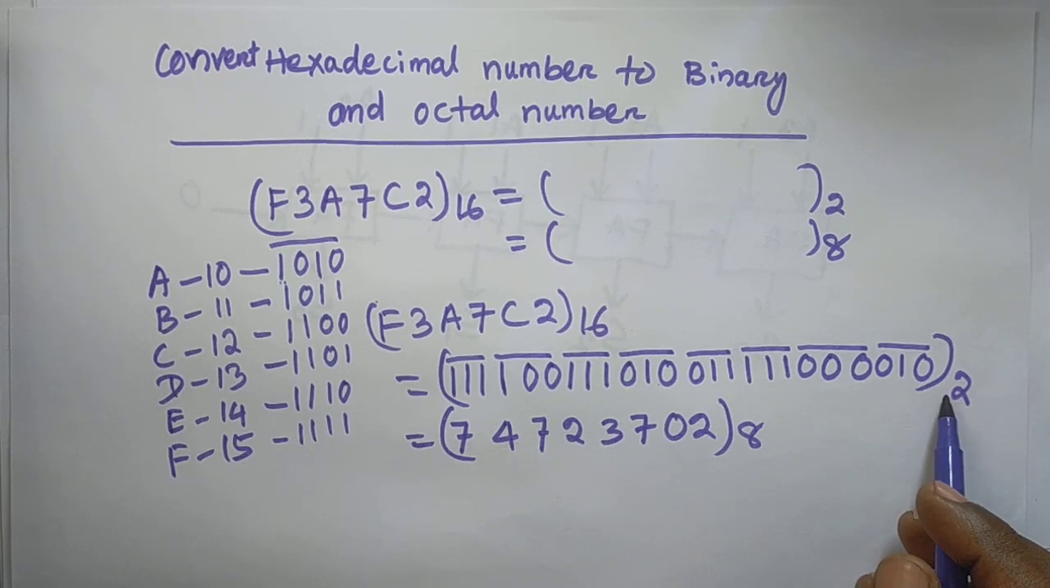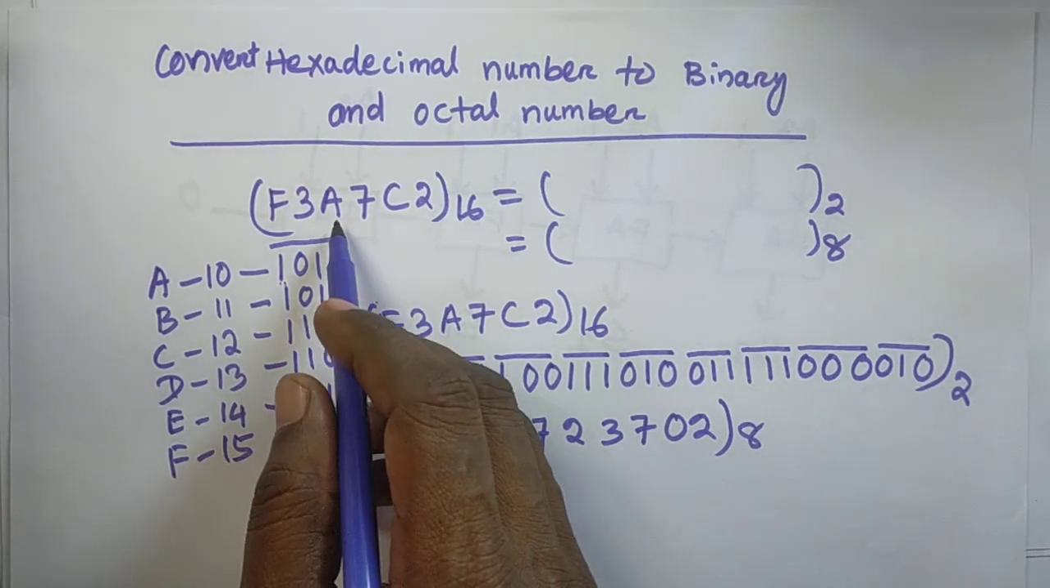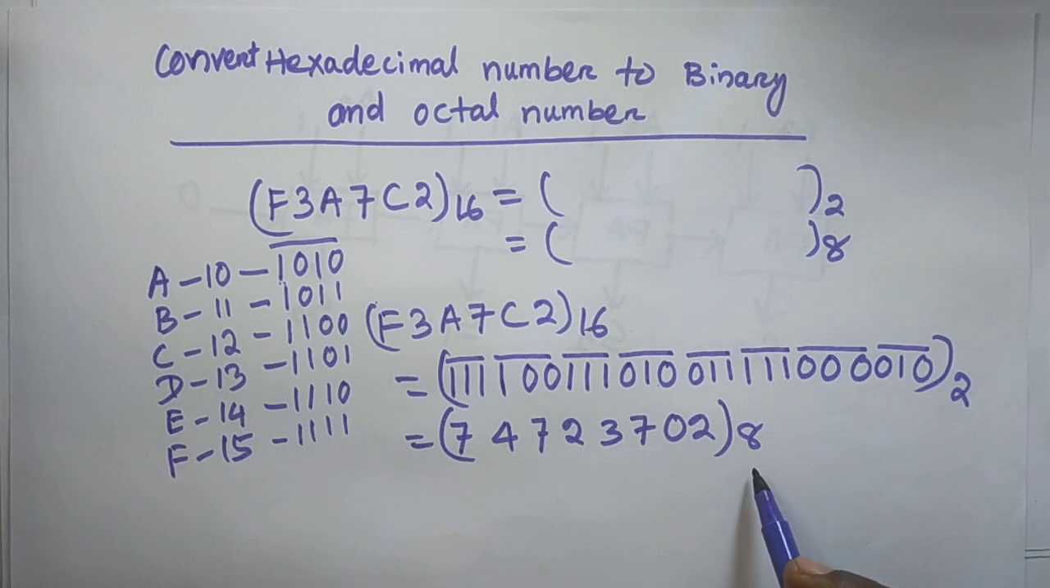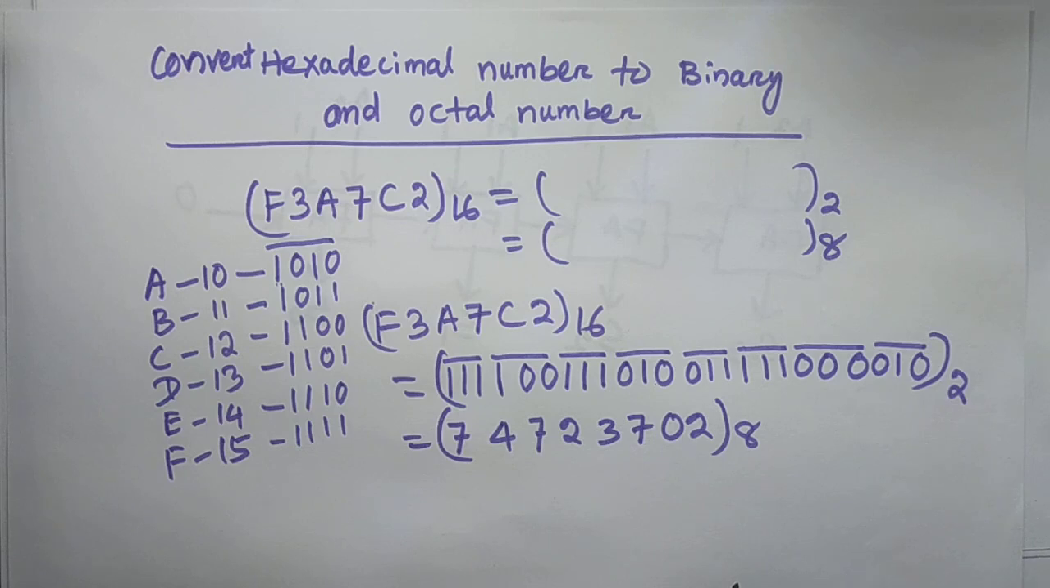So this binary number is formed from the hexadecimal number. The hexadecimal number creates the binary number, and from the binary number we can get this octal number. It is a very easy way to create the octal number if the binary number is given. Very easy, okay.